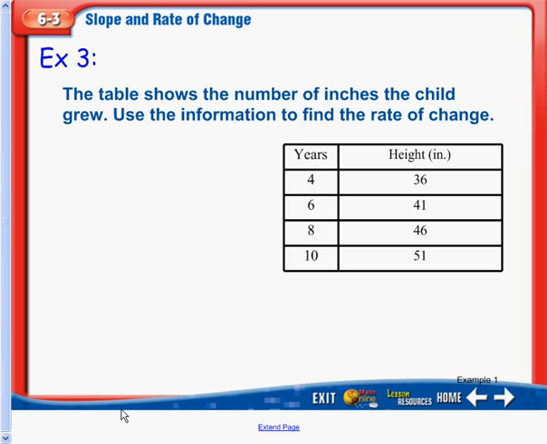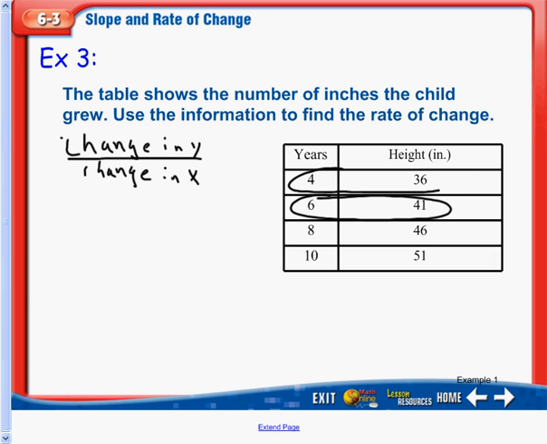Example 3: a table shows the number of inches a child grew. Use the information to find the rate of change. So again, just like the last one, we're doing change in y over change in x. So we'll write that down quick. Change in y over change in x. And so we're just going to grab 2 points. So I'll grab (6, 41) and (4, 36).